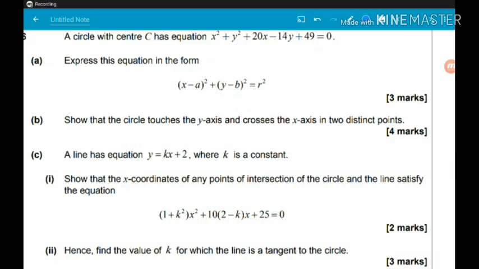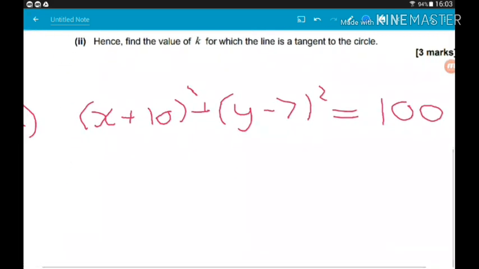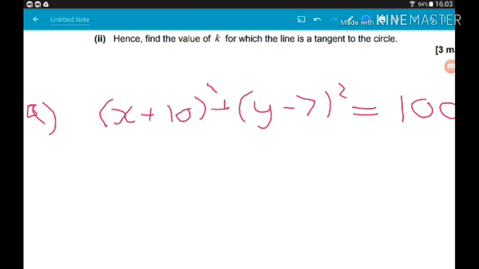Okay, then part B asks us to show that the circle touches the y-axis and crosses the x-axis in two distinct points. So I'm going to split this up into part 1 for touching the y-axis, part 2 for crossing the x-axis. So, for B part 1 then, let's show that it touches the y-axis.